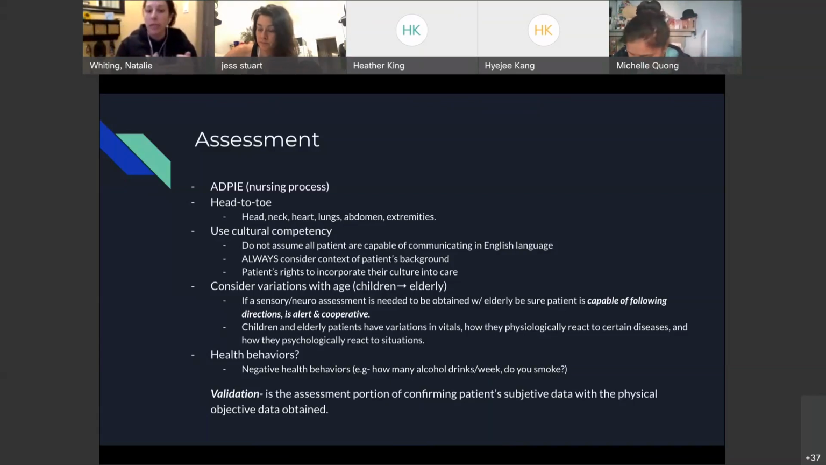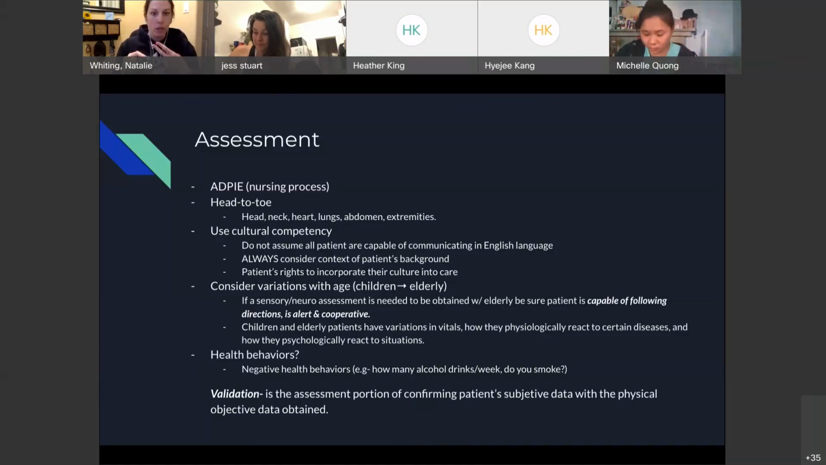Children and elderly patients have variations in vitals, how they physiologically react to certain diseases, and how they psychologically react to situations. Health behaviors. So I think that everyone can concur that when they go to the doctor's office, the most common thing that they're always asked is, how many drinks do you have per day? Do you smoke? Right? Those are negative health behaviors. That's important to know.